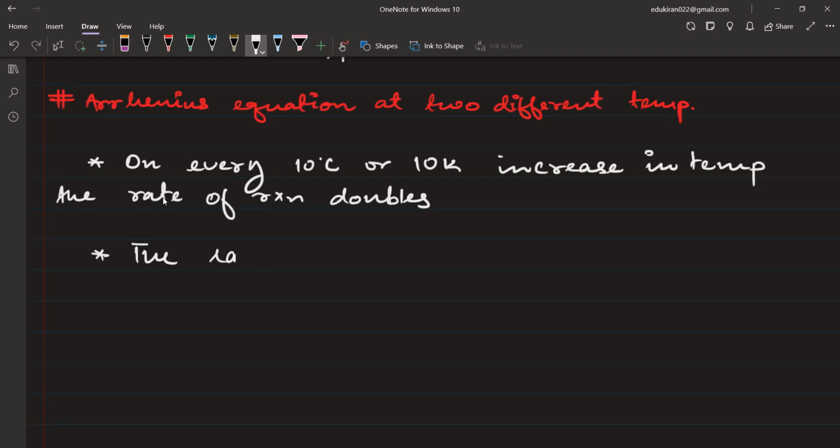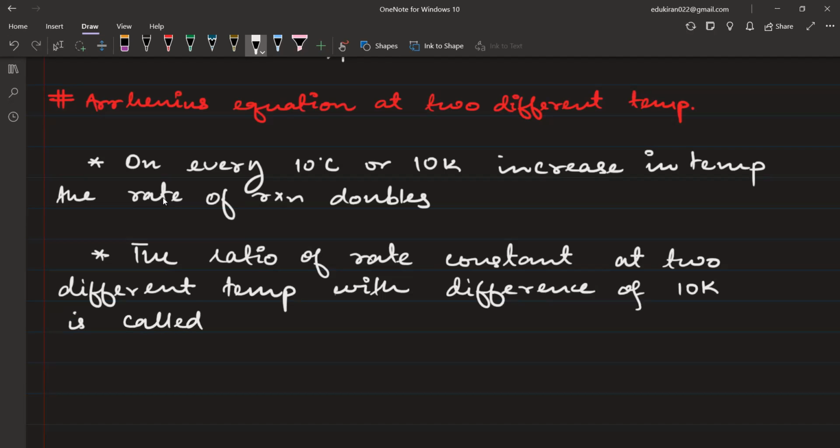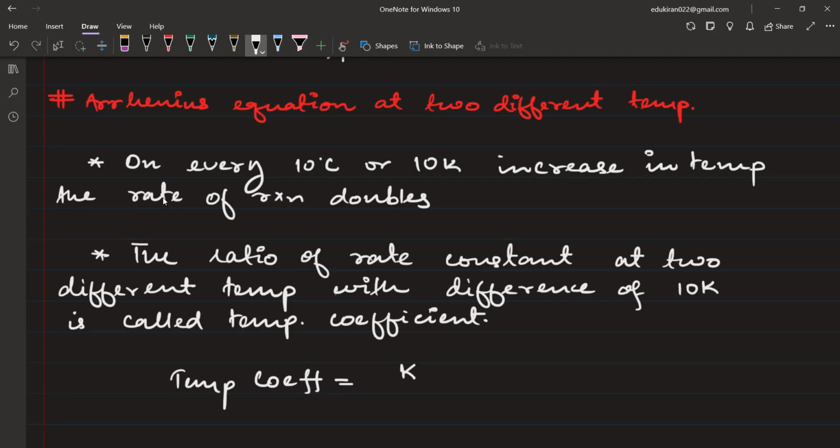The ratio of rate constant at two different temperatures with a difference of 10K is called temperature coefficient. So what is temperature coefficient? Temperature coefficient is equal to K at T plus 10, that means rate constant at T plus 10, divided by K at this temperature T. K at T plus 10 and KT.